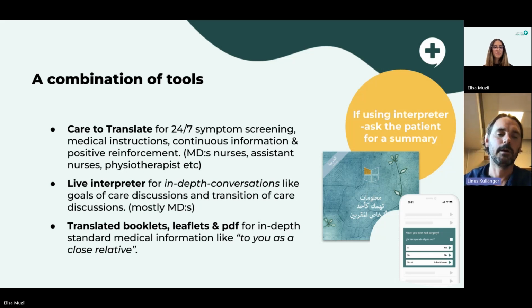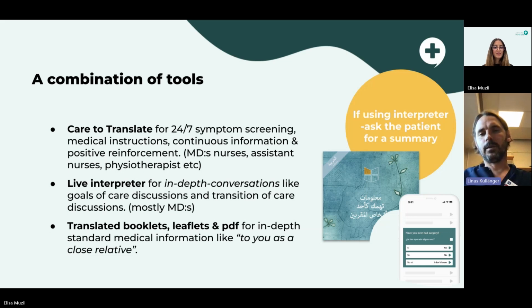One thing we also use a lot, which I actually handed out one of this morning, is translated booklets, leaflets or PDFs for in-depth standard medical information. For example, we give one to all patients that are dying. We give a booklet to the close relatives when the patient is coming close to dying, a booklet that they can read about what's happening to the person.